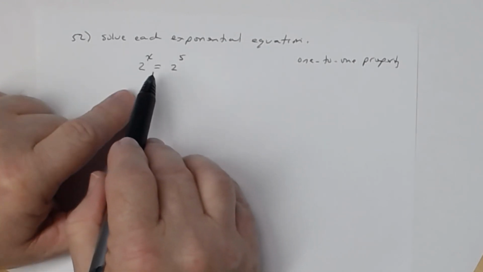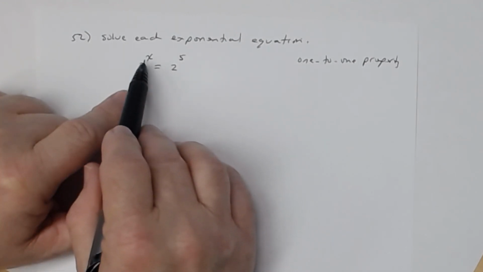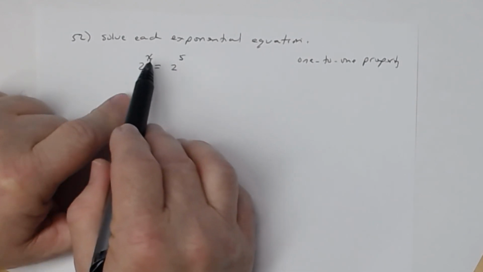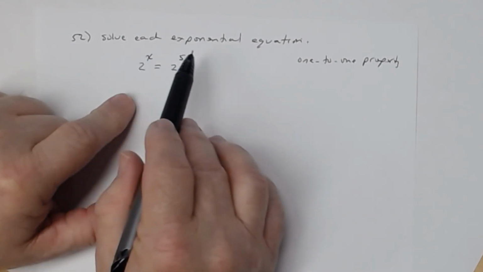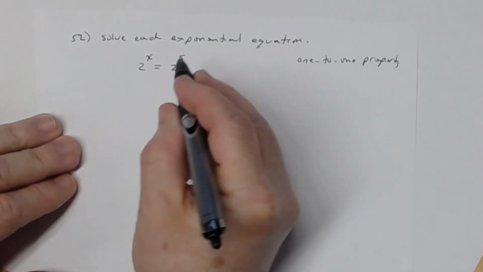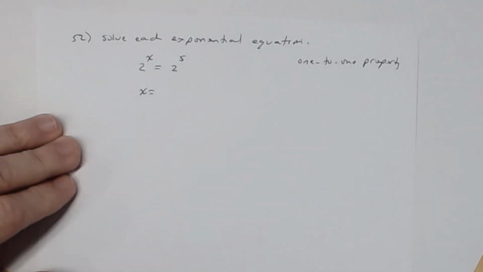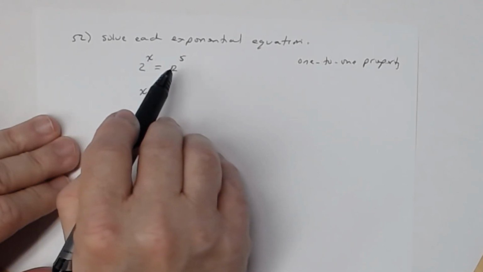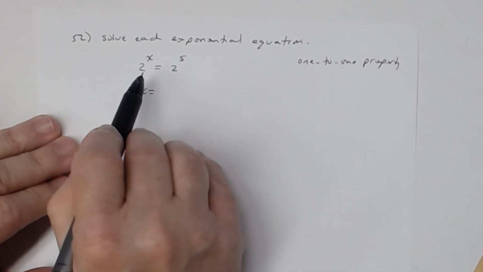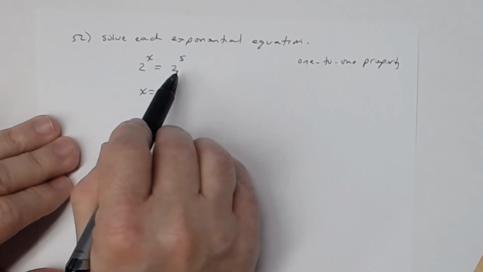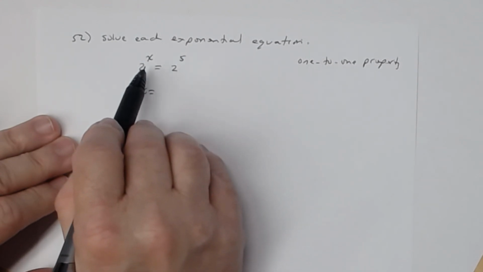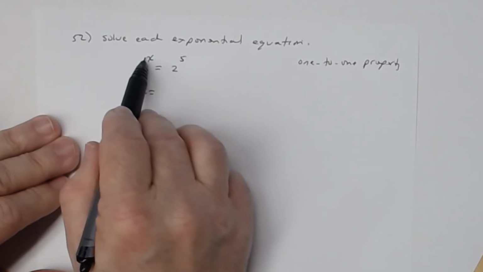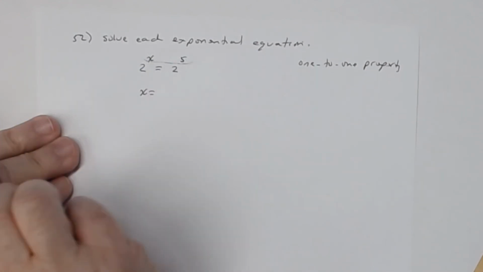And if you think about it, if you have 2 to the x power equals 2 to the fifth power, then what do you think x must equal? Remember, the whole idea of solving an exponential equation is to determine the value of x. So what value of x will make the left side equal the right side? Well, if the right side is 2 to the fifth, then the left side must be 2 to the fifth as well, right? So x must equal 5.